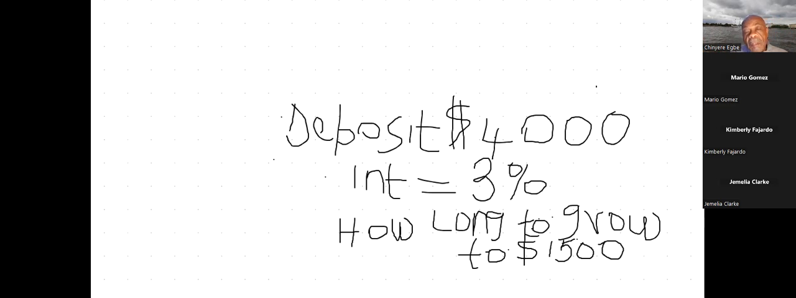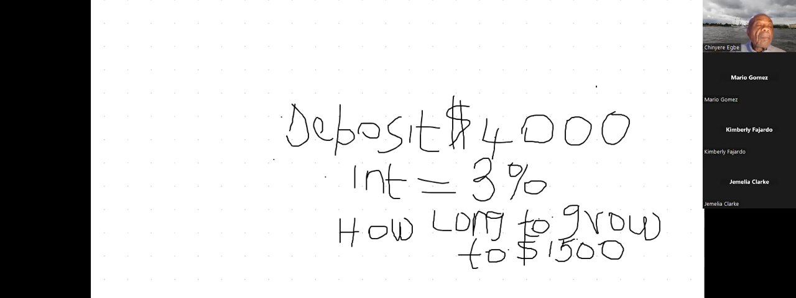We're going to deposit $4,000. The interest is 3% per year. How long would it take to grow to 1,500? So how long will the deposit of $4,000 grow to 1,500?